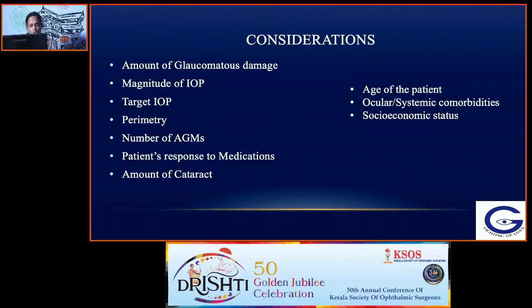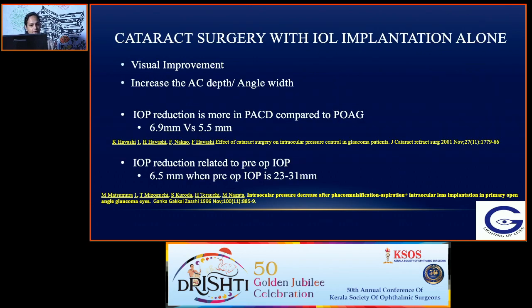Other factors you have to consider include the age of the patient, ocular and systemic comorbidities, whether the patient is able to undergo 2 surgeries at 2 different times, and socioeconomic status, whether they can afford a 2-stage procedure. So now let us look at cataract surgery alone.